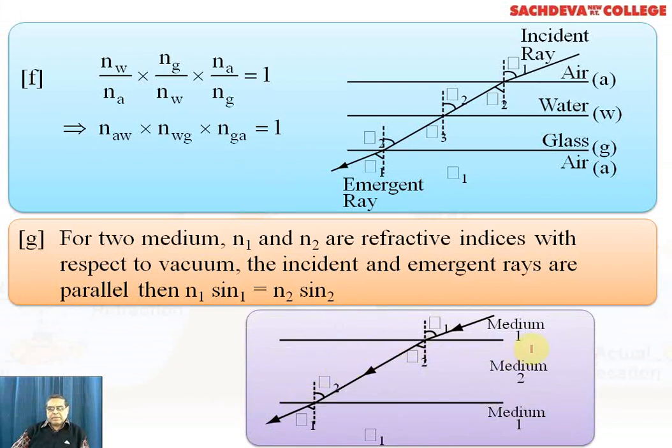Now we are seeing in the adjoining figure that there is the first medium, then the second medium, and then the third medium. In the first medium, the ray of light is coming from rarer to denser, because we find that in the second medium, the ray of light is bending towards the normal. Now it is moving from denser to rarer medium, and we are finding that after emergence, it is moving away from the normal.